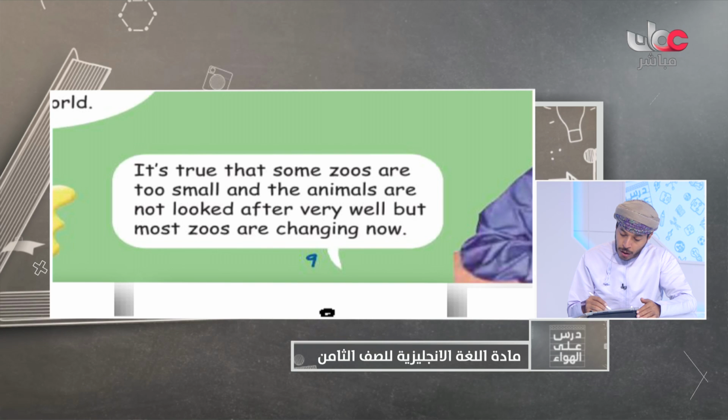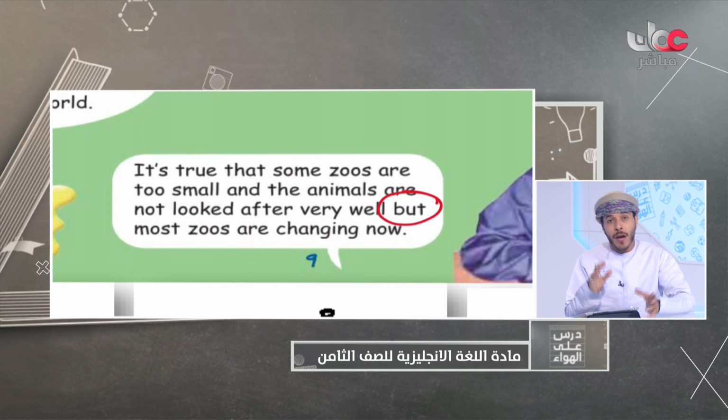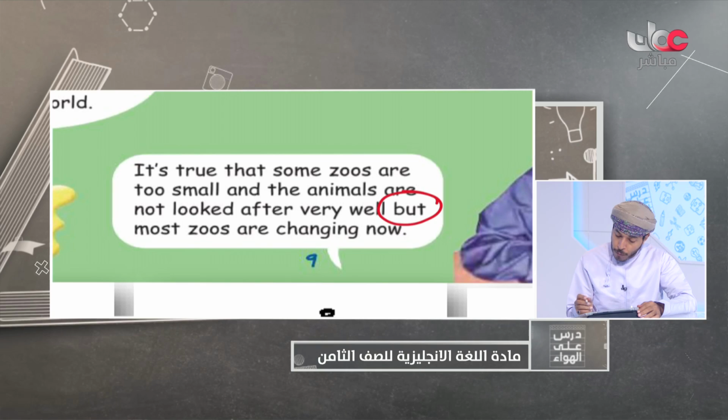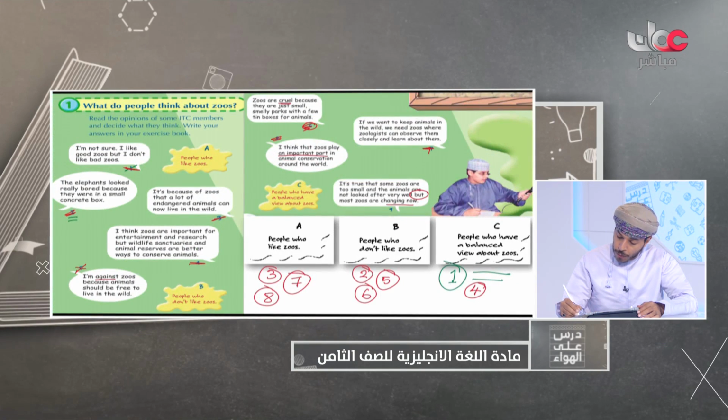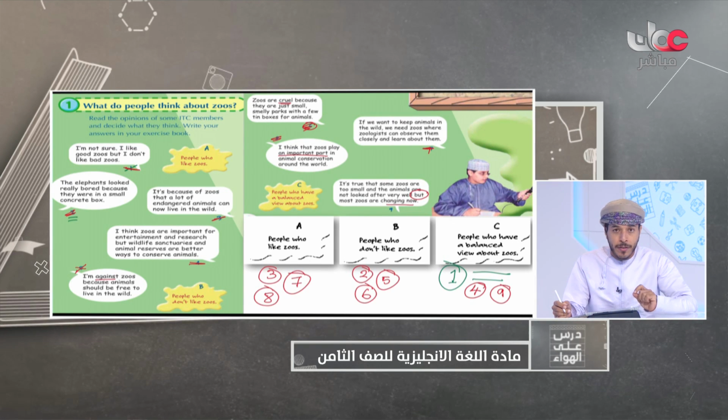And the last one, number 9, it is true that some zoos are too small and the animals are not looked after very well. But again, we have two different ideas. So here the student has a balanced point of view. So most zoos are changing now. So this one, number 9, is going to be in category C or group C. Okay, so all these different points of view by ITC members have been divided into 3 groups.